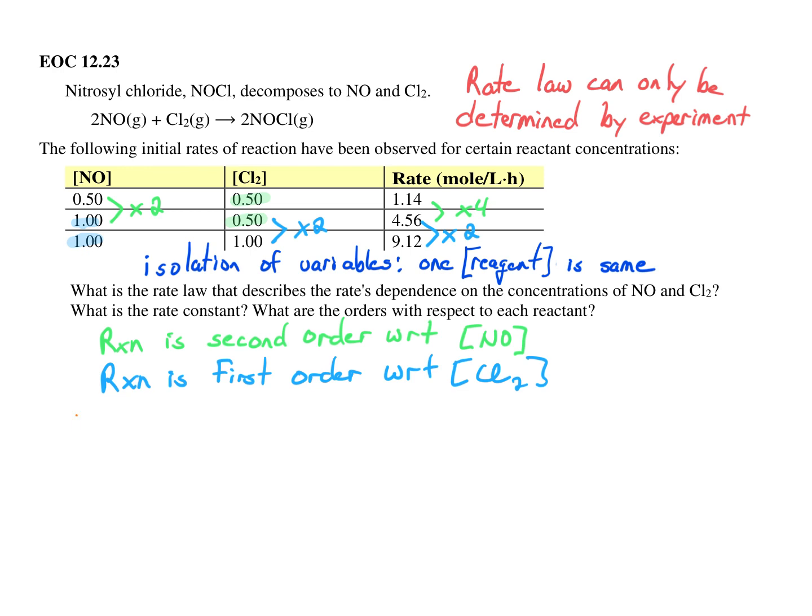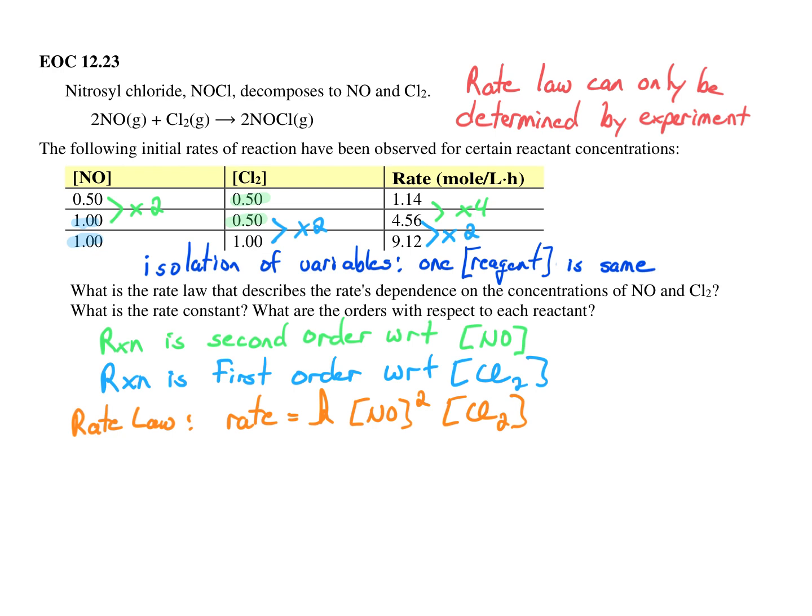Now we have enough information to write our rate law, because we know that the reaction rate is going to be equal to K with a second order dependency on NO and a first order dependency on chlorine.